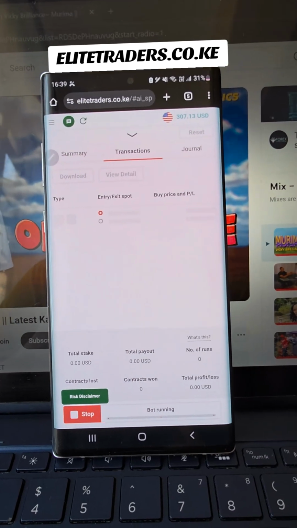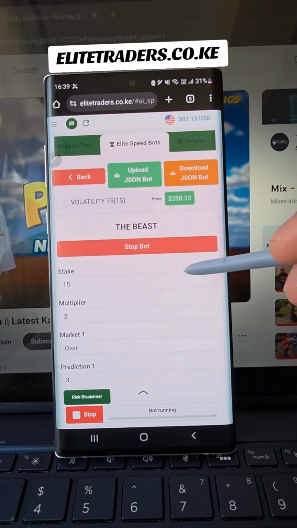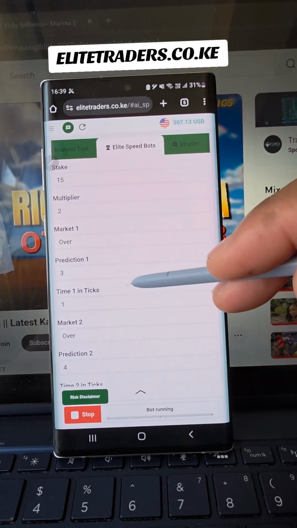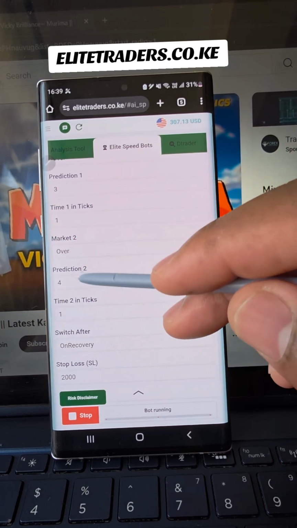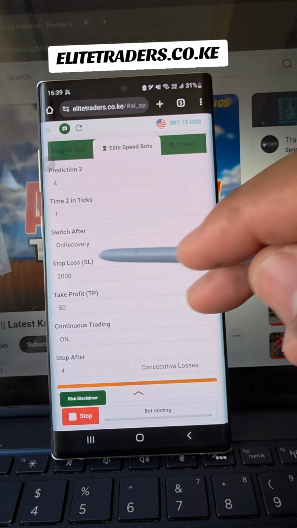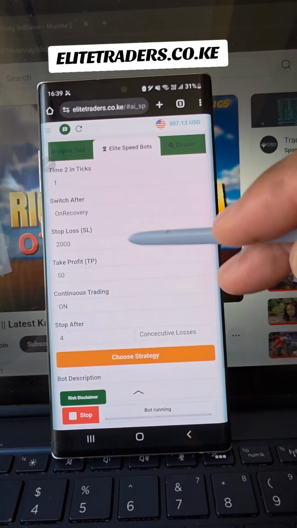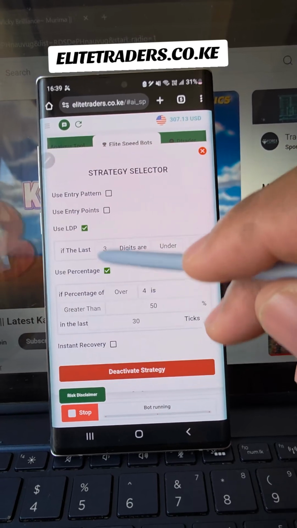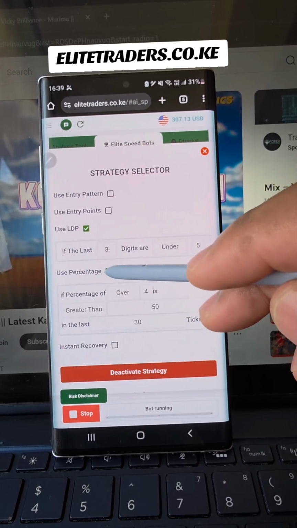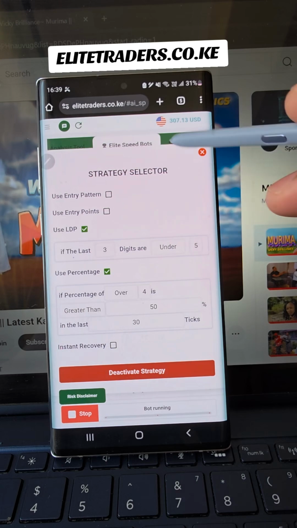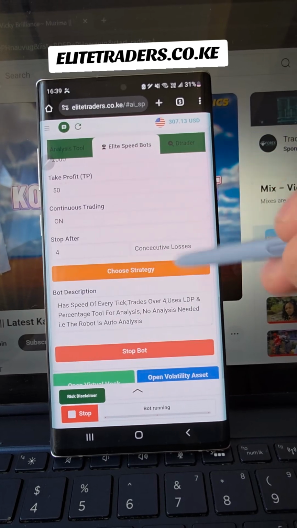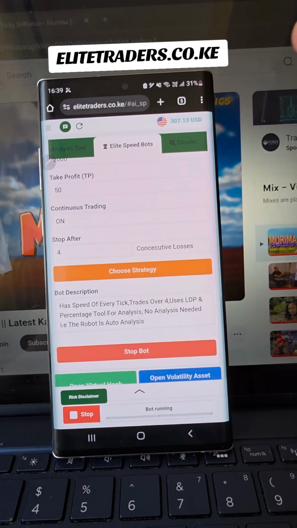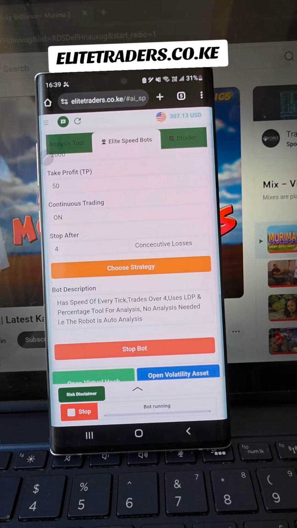So how is this robot trading? If you check here, you can see we have market one. Market one is over 3. Then the recovery market 2 is over 4. Then you can see we are using the on recovery. The next thing we are using is the strategy. If you click here and choose the strategy, you can see we are using the percentage strategy and the LDP. After the trade, I'll explain in detail how this robot does the analysis, because the robot is auto analysis, you really don't need to do anything.